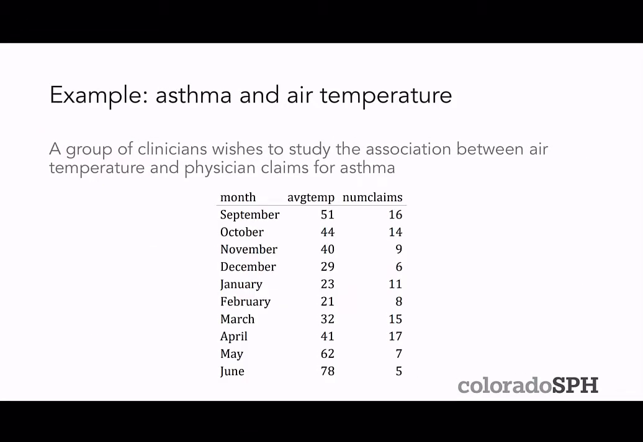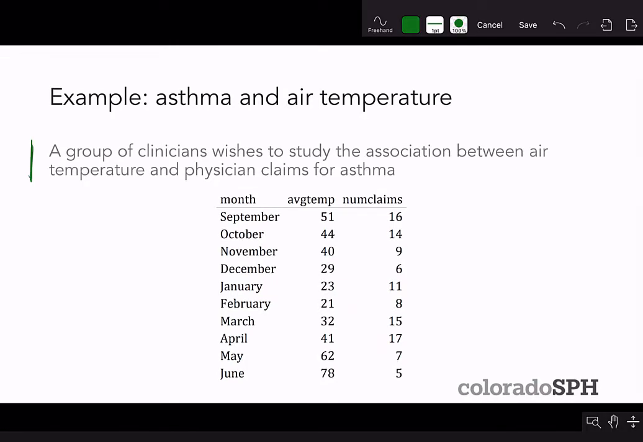So here's another example. This is asthma and air temperature. In this example, a group of clinicians wishes to study the association between air temperature and physician claims for asthma. So the outcome is the number of physician claims for asthma, and we're interested in how air temperature affects the number of claims. In this case, we have 16 claims for an average air temperature of 51 in the month of September. And in this example, the exposure time is per month.